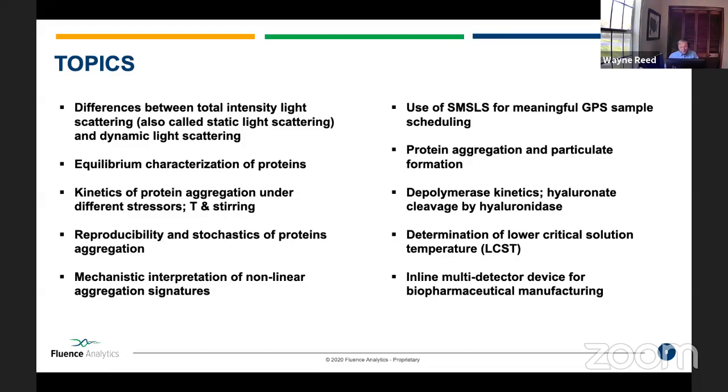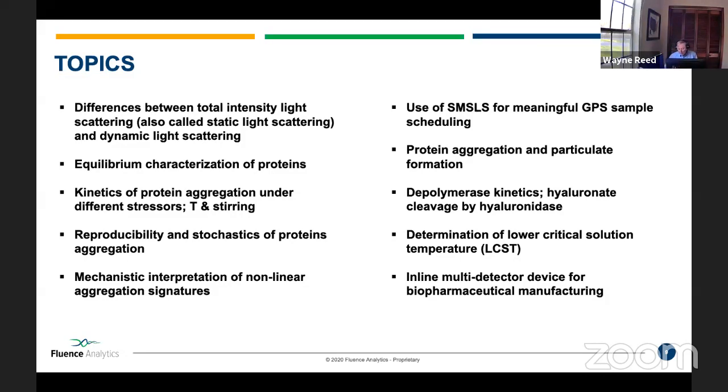Then we'll look at equilibrium characterization of proteins before they even begin to aggregate under stable conditions. And then we'll look at the kinetics that Alex was talking about under different stressors, and we'll stress temperature and stirring. Then reproducibility is obviously a very big issue with something like aggregation, because it's kind of a nightmare process. Is it even repeatable? We'll look at that. And then by doing the kinetics in real time, we get nonlinear signatures, and those tell us a lot about the mechanism of aggregation.